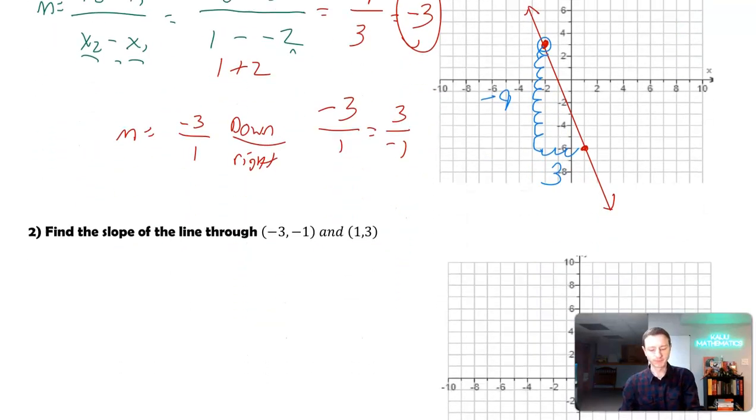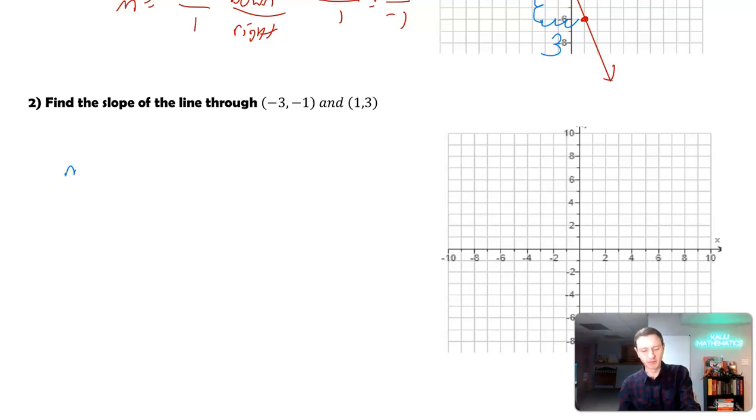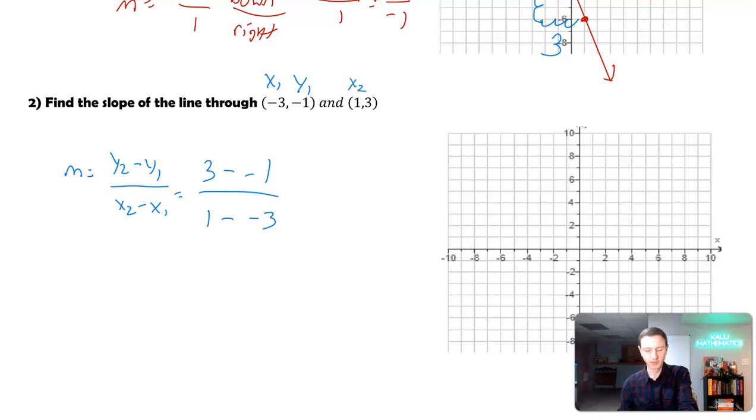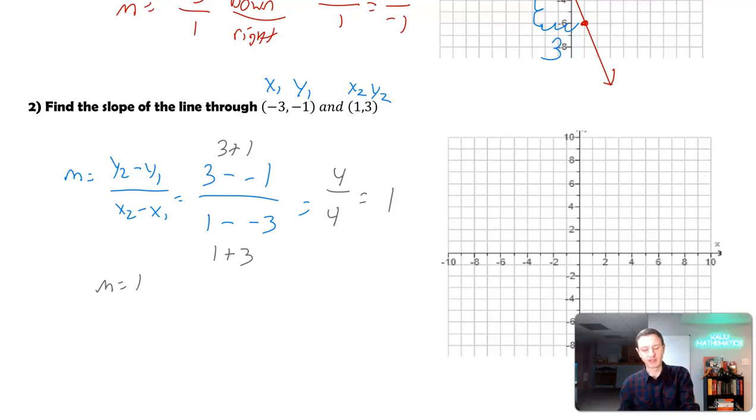It's more useful. Okay, next one, number 2. So same thing, we want to find the slope. So m equals y2 minus y1 over x2 minus x1. It wouldn't be the worst thing in the world if you just wrote down that formula every single time. So y2 minus y1 is 3 minus negative 1 over x2 minus x1. And if you need to label your points, that's always a good idea too. But if you don't need to label them, that's fine also. Not a requirement or anything. 3 minus negative 1 is going to be 3 plus 1, which is 4. 1 minus a negative 3 is 1 plus 3, which is 4. 4 over 4 is 1. So the slope here is 1. And that would just be 1 over 1, meaning up 1 to the right 1.